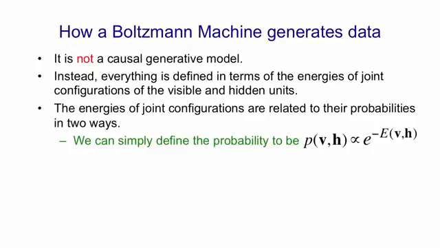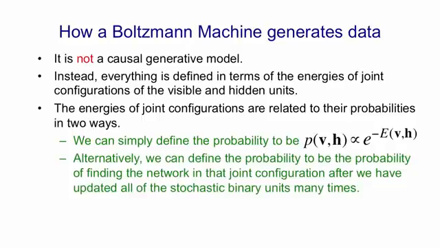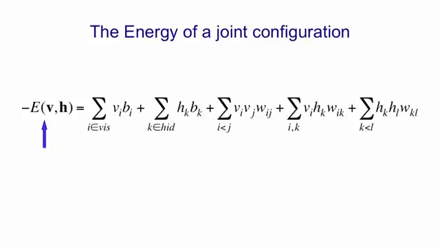Or you can define it procedurally by saying we're going to define the probability as the probability of finding the network in that state after we've updated all the stochastic binary units for enough times so that we reach thermal equilibrium. The good news is that those two definitions agree. The energy of a joint configuration of the visible and hidden units has 5 terms in it. So I've put the negative energy to save having to put lots of minus signs.